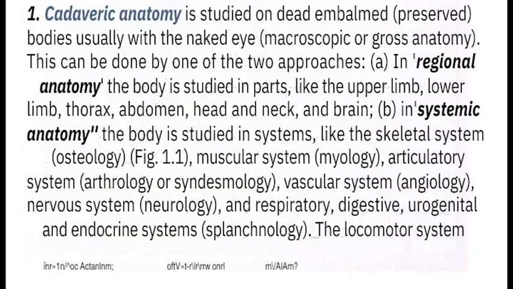Human anatomy is studied using preserved cadavers, bodies. This is generally called gross anatomy. There are two primary ways to approach this study.